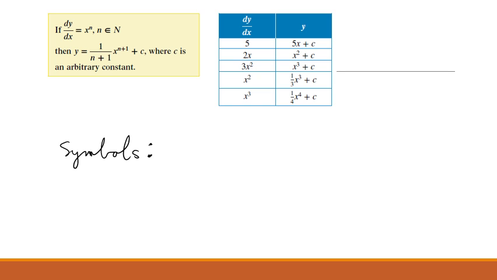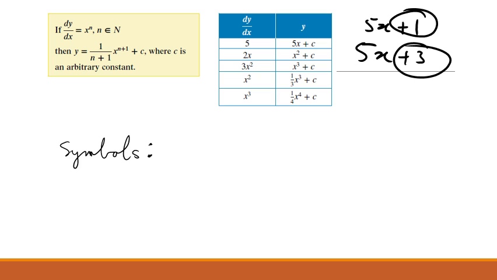Now, if you think about it, when we have 5x, when you differentiate it, you get a 5. But does 5x plus 1, when you differentiate it, give you the same answer? Yeah. 5x plus 3? Yes. What that means is the number part doesn't change the derivative, but when we're trying to anti-differentiate it, we need to find this number, which we call a constant.